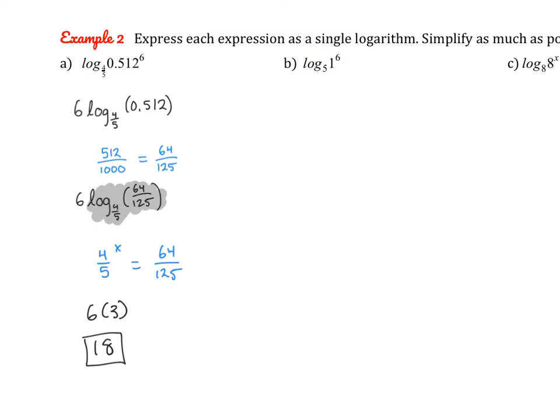Here we can start by using our power property, so 6 times log base 5 of 1. This is one of those definition-based properties right here. Any base logarithm of 1 is always going to be 0, so 6 times 0 is 0.